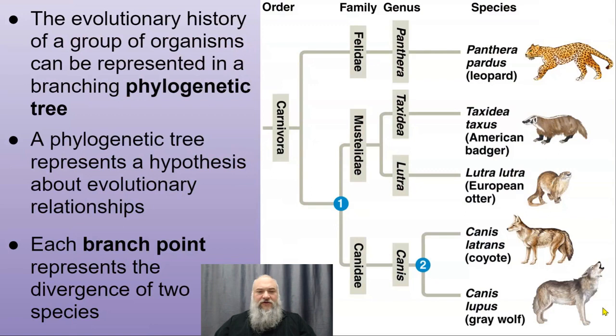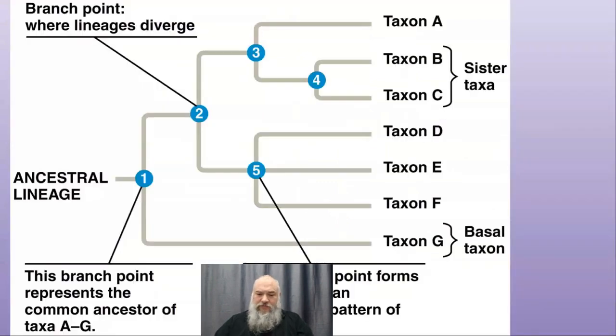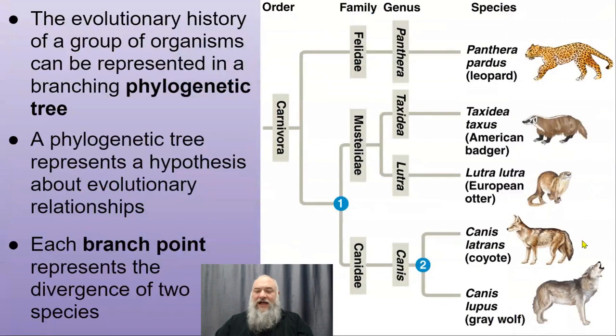All right, so hopefully that video made things a little bit more clear for you. So a little bit more on phylogenetic trees. The evolutionary history of a group of organisms can be represented in a branching phylogenetic tree. A phylogenetic tree represents a hypothesis about what we currently think is how all these different things evolved, where they split off, who had common ancestors, what traits their ancestors had, etc.